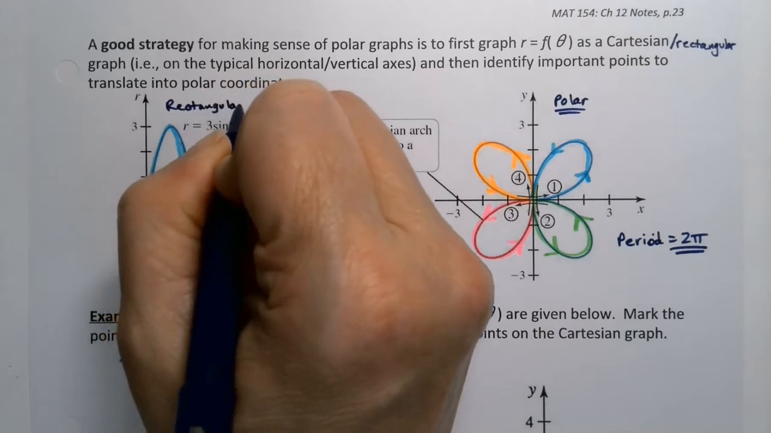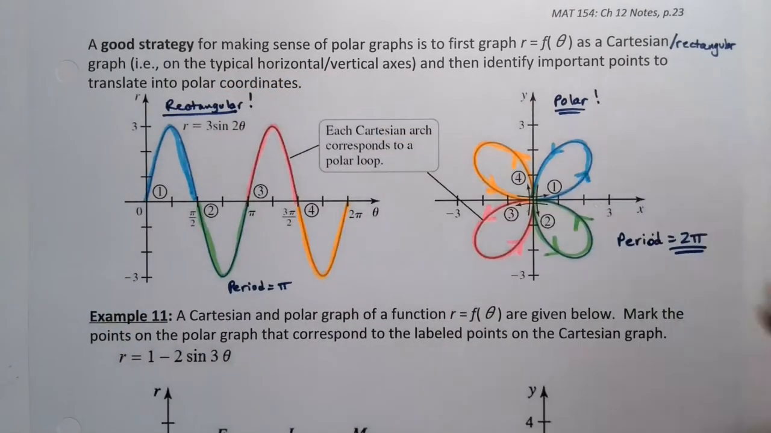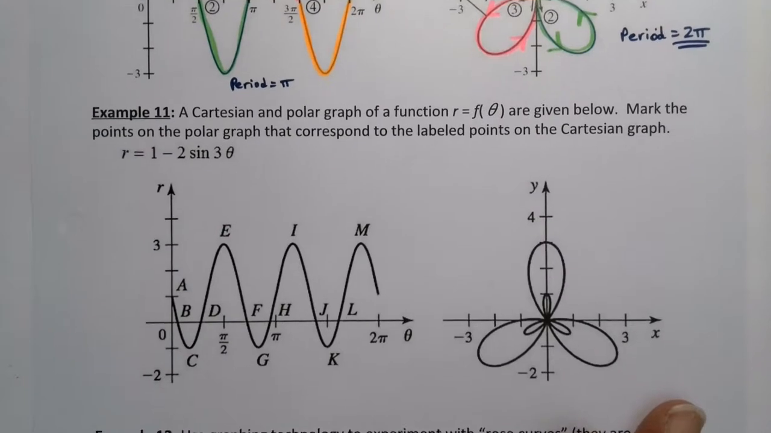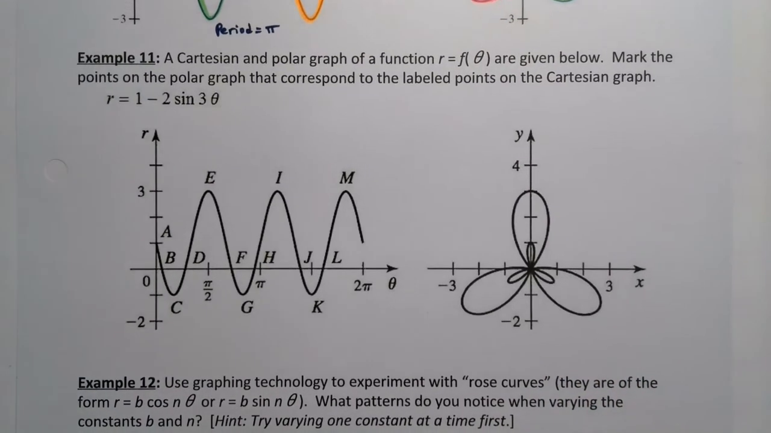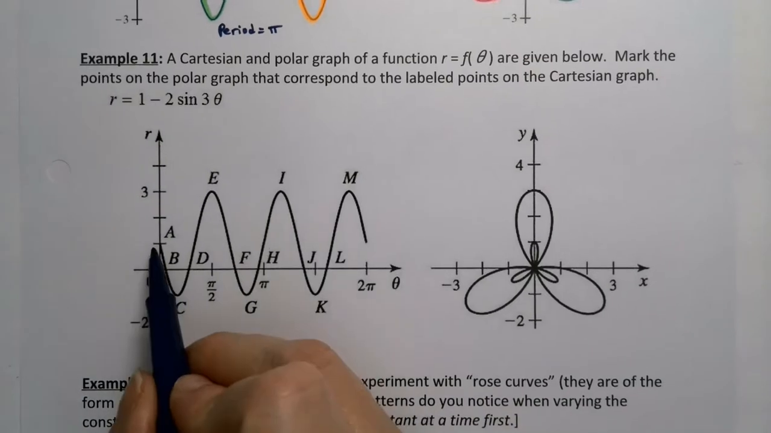All right, so let's keep up that connection down below for the next graph. So I have a Cartesian and polar graph of the function. Mark the points on the polar graph that correspond to the labeled points on the graph of the Cartesian. Oh, okay. So we've got some things going on here. We can start off at the beginning, which is A.